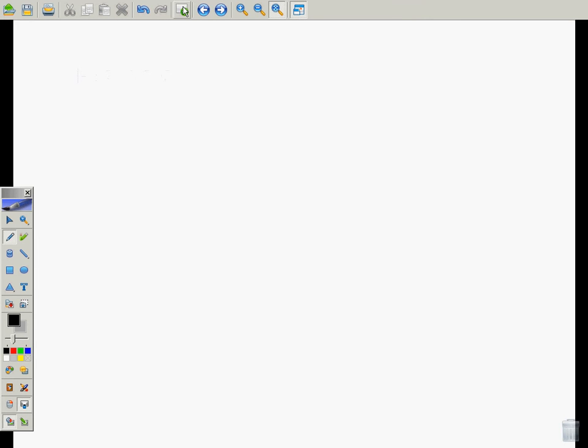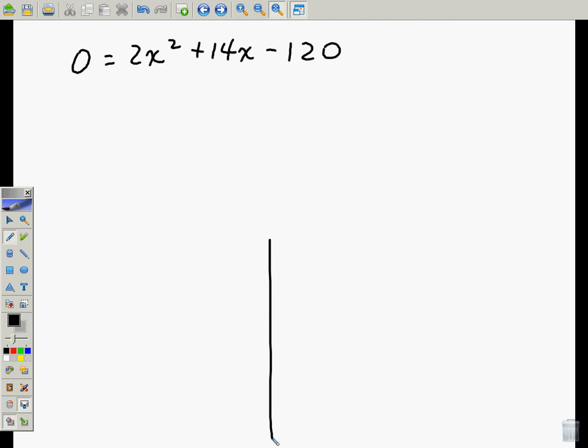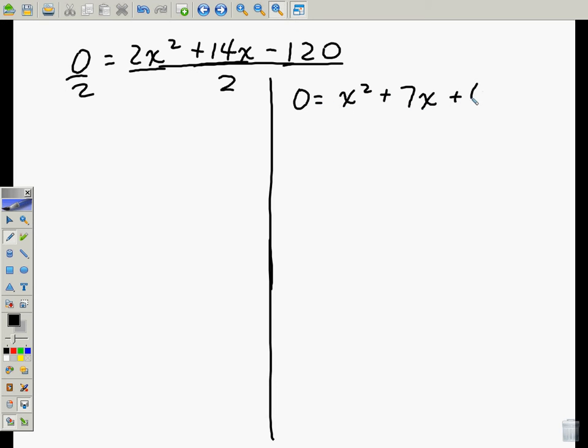So, we have 0 is equal to 2x squared plus 14x minus 120. Now, two choices. Let's do it like this. Either I can factor it, or I can use the quadratic formula. Let's try to factor it first. Well, already what I know is that each of these terms here is divisible by 2. So I'm going to divide both sides by 2. And I'm going to end up with 0, because 0 divided by 2 is 0, is equal to x squared plus 7x plus 60. Now, things that multiply together to get 60.